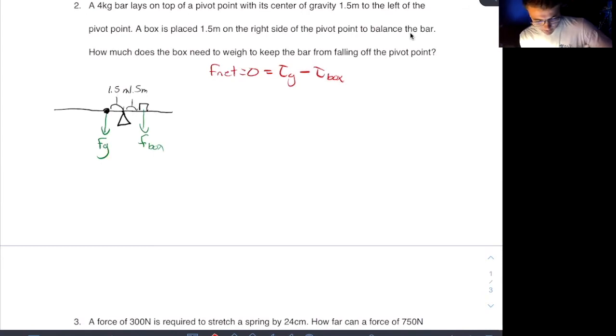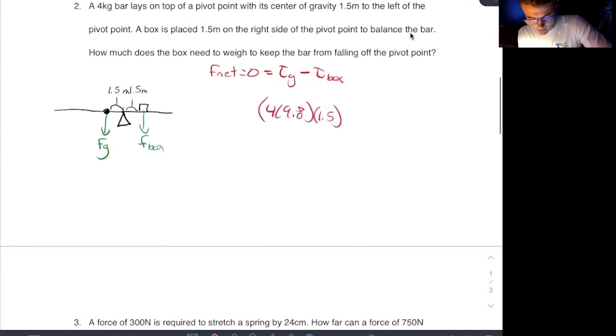So then when we do this, we know that the bar weighs 4 kilograms, right? So 4 kilograms times 9.8, and it is 1.5 meters away from the pivot point. And then I'll rearrange it, right? So torque G equals torque of the box. The torque of the box, how much does the box weigh? Oh, we don't know how much the box weighs.